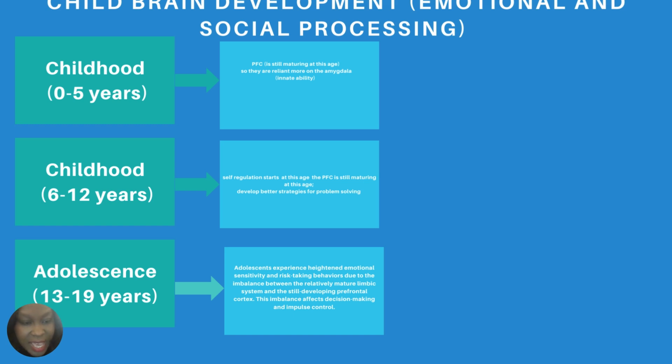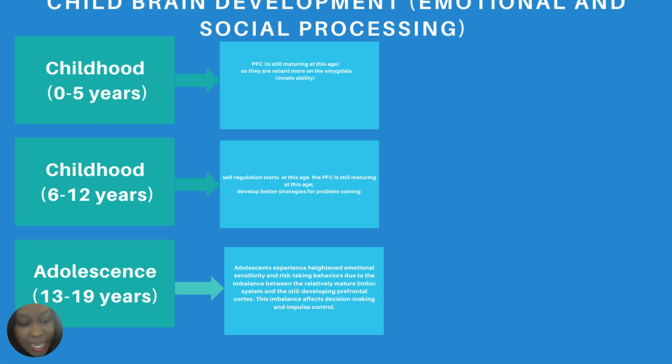So these are the key ages. In early childhood, from 0 to 5 years, their prefrontal cortex is just about to start maturing. It is not developed yet. They are in the amygdala stage at this age. So 0 to 5 is very key because it's the early childhood years. However, once we get to 6 to 12, it becomes even more important because that is when the prefrontal cortex starts to develop. Okay, and they start to develop strategies for problem solving themselves.